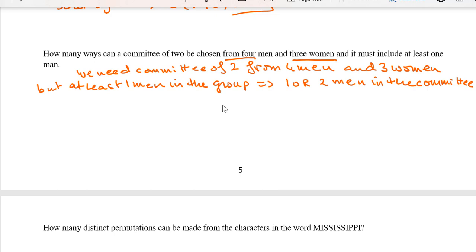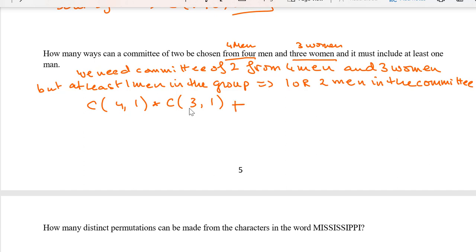So we need a committee of 2 from 4 men and 3 women, but at least 1 man in the group. What does it mean, at least 1 man? Meaning either 1 or 2 men in the group, in this committee. So we could choose one man out of 4. Remember, we have 4 men and then 3 women. So we could choose one man from 4, and then, because we need a committee of 2, the other one can be a woman. So we choose one man, one woman.